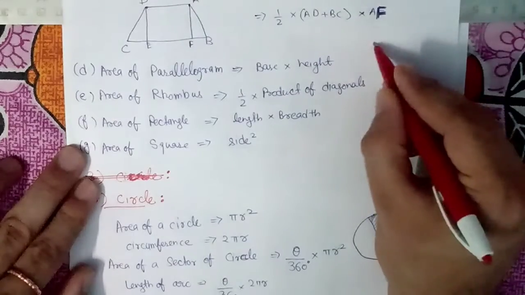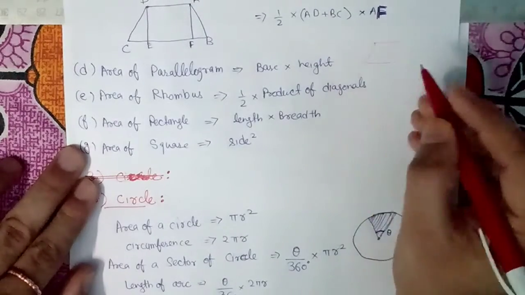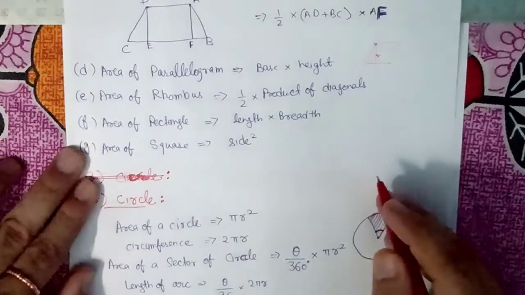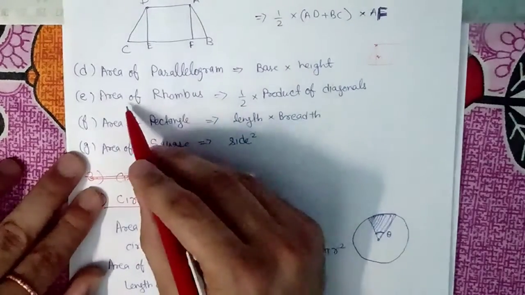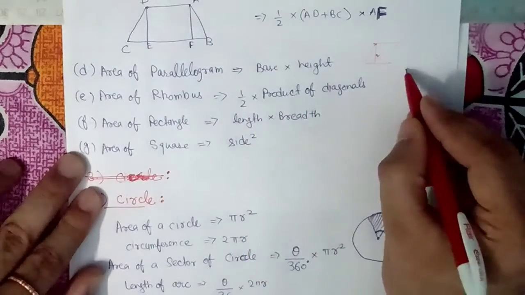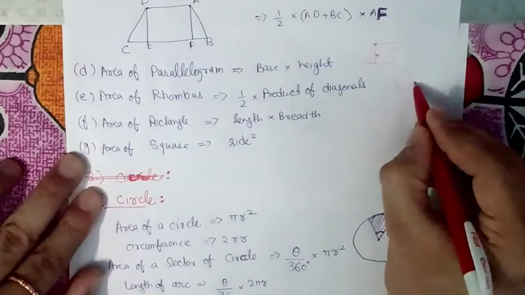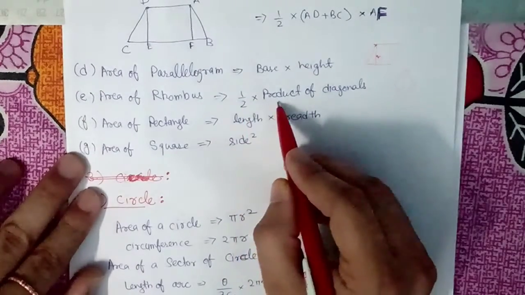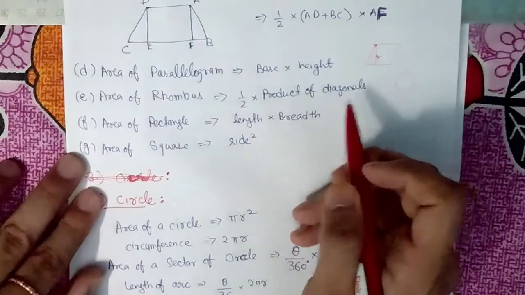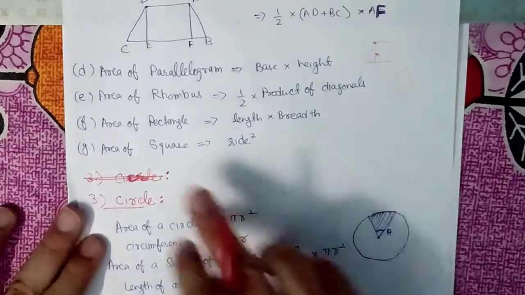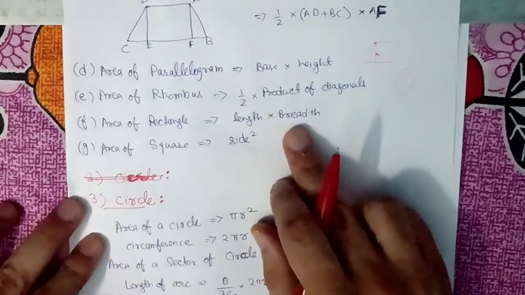We have a parallelogram, and this base into height will give you the area of a parallelogram. Similarly, the area of a rhombus will be equal to 1 by 2 into the product of diagonals. Straight questions are asked from this topic. If a rhombus is given, then half of the product of diagonals will give you the area of the rhombus. Area of a rectangle is length into breadth.